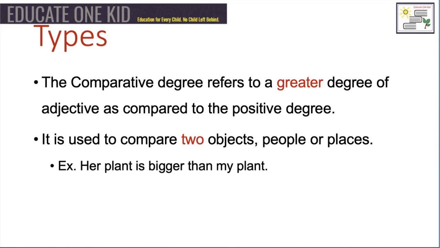The comparative degree refers to a greater degree of adjective as compared to the positive degree. It is used to compare two objects, people, or places. Example: her plant is bigger than my plant. Here we are comparing two plants.